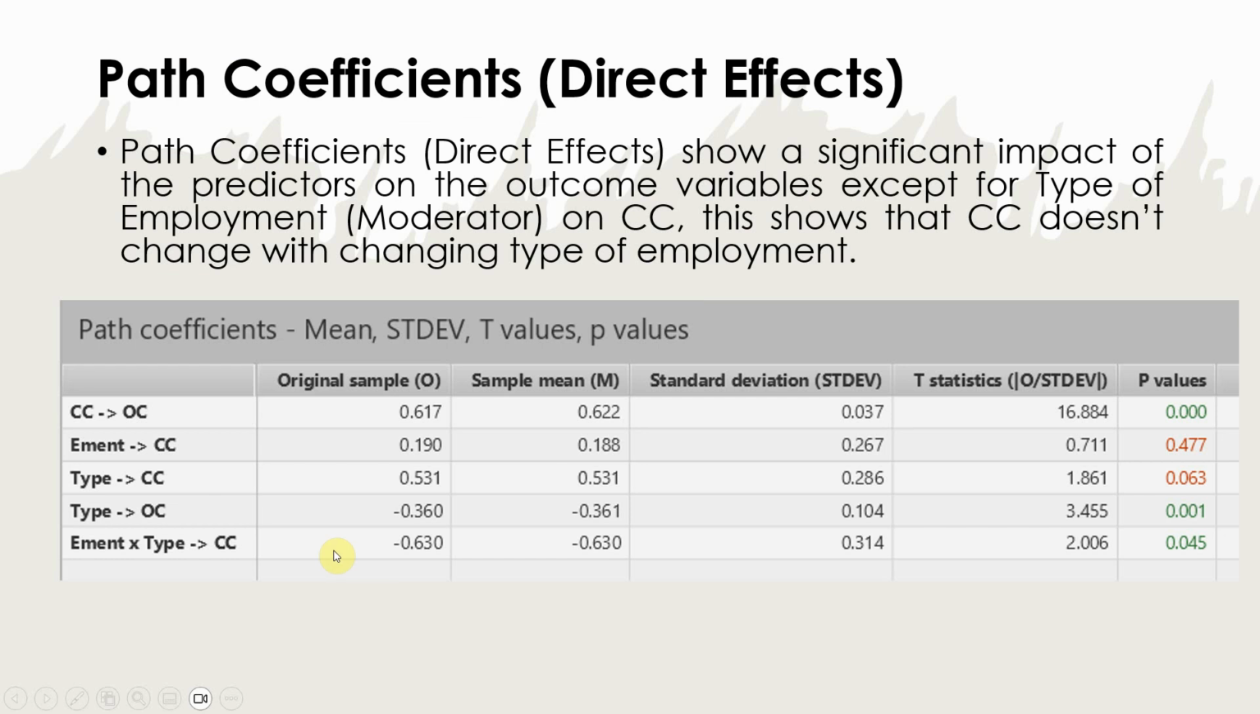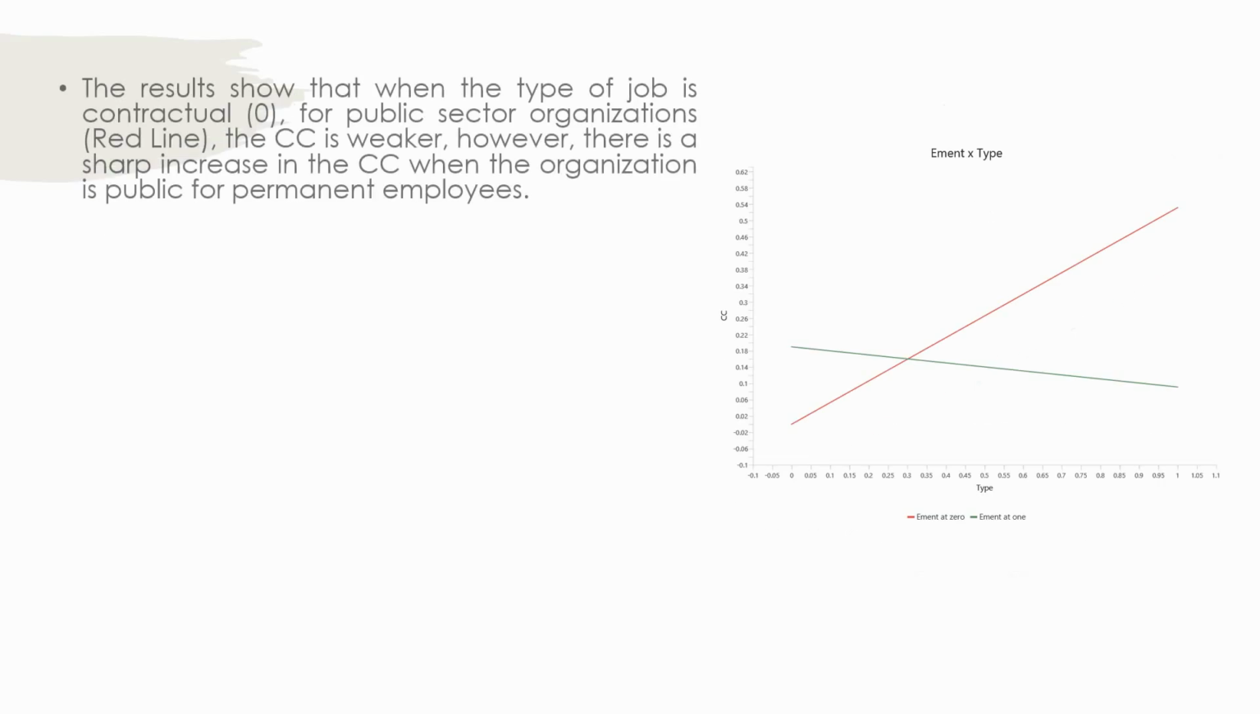If you look here, the interaction is significant. Now, the collaborative culture, look at this, 0.531. This was higher for permanent employees. There is a positive sign with it. Contract was 0, permanent was 1. So 1 means higher value. Collaborative culture was higher for the higher value of type, which was permanent. But this actually changed because of the moderator, that is your employment. And how did it change? Look at this.